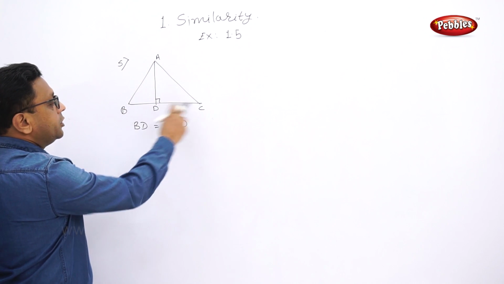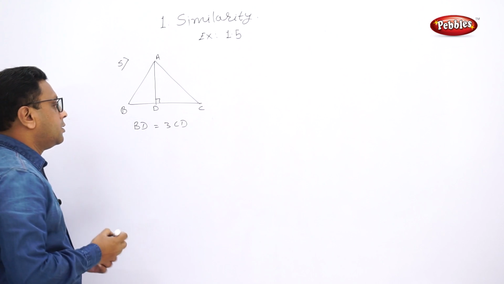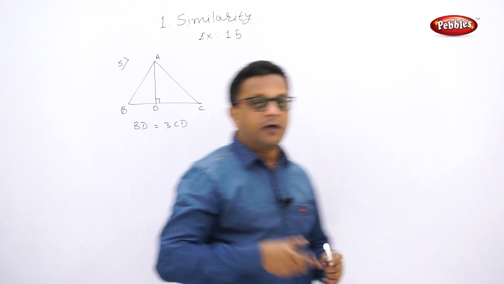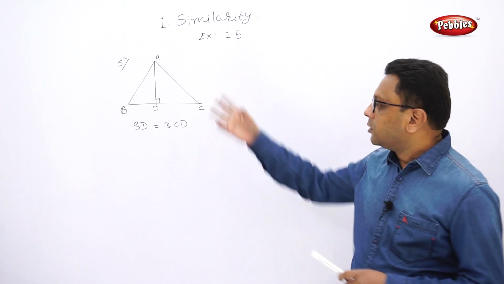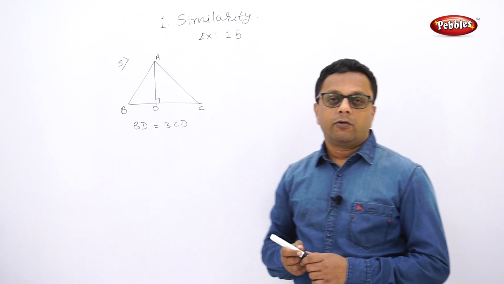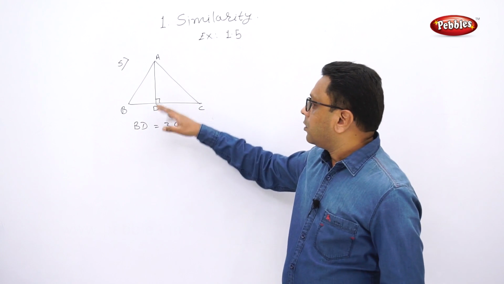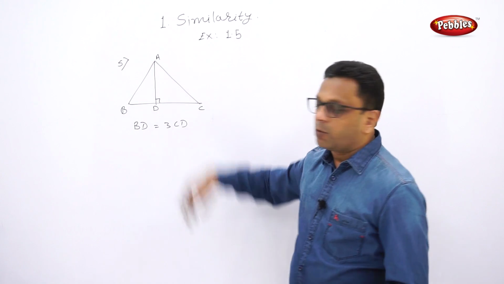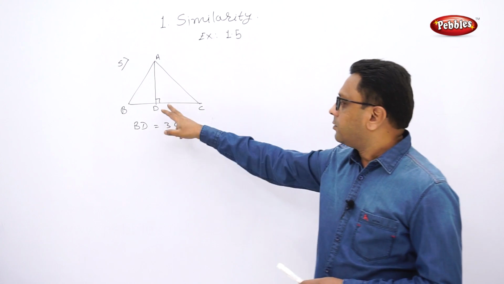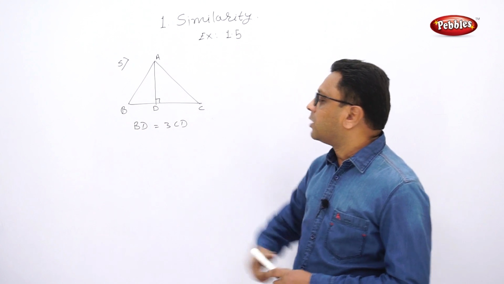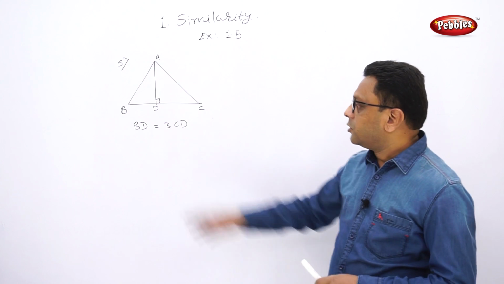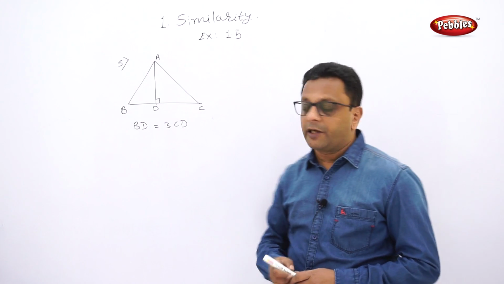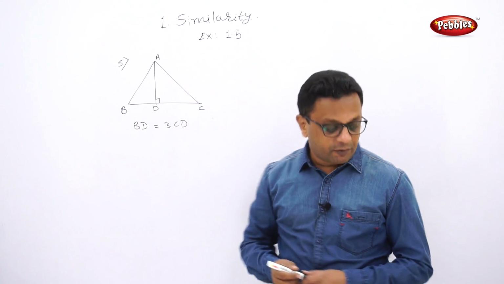This BD is equal to 3CD. Actually in my figure BD is looking small and CD is looking bigger, but this figure is not to the scale. Okay, you can draw this figure properly. Just extend this and take this point somewhere this side, so that BD will look bigger than CD. Okay, but this is a hypothetical figure, not to the scale, so this statement is given.